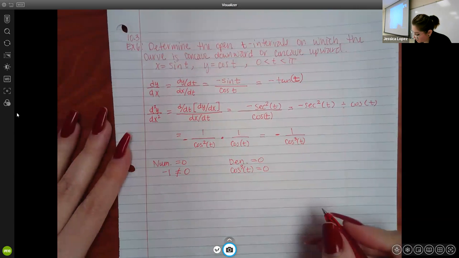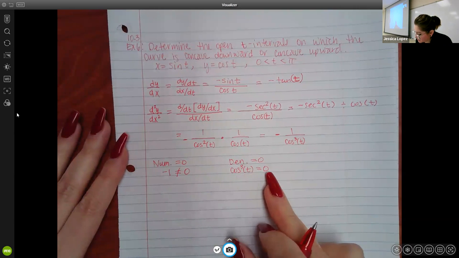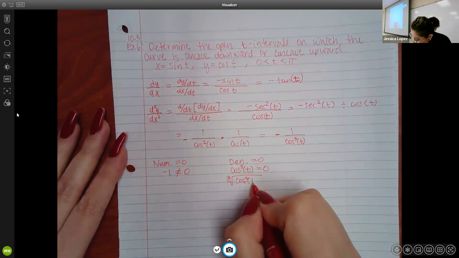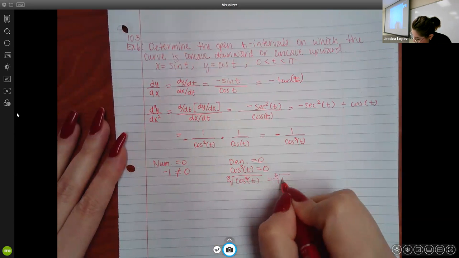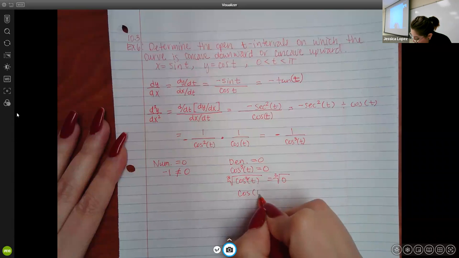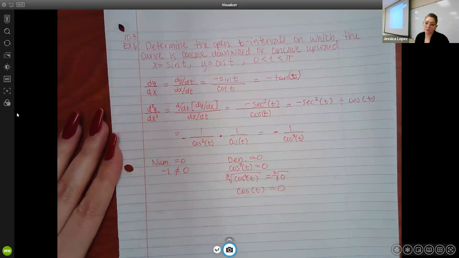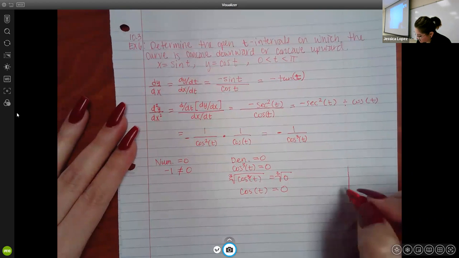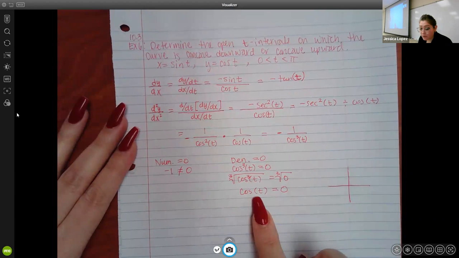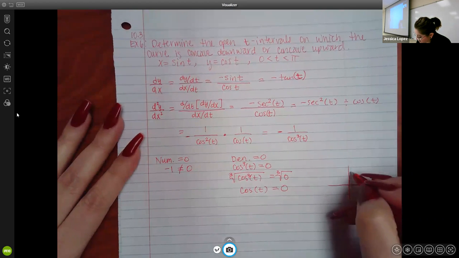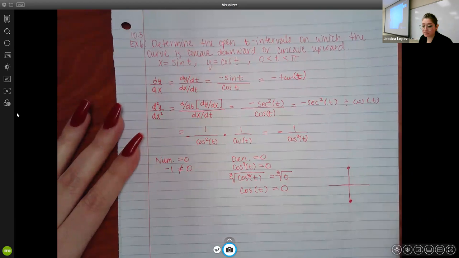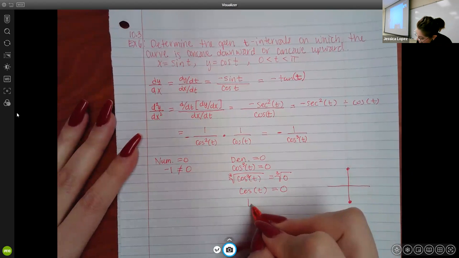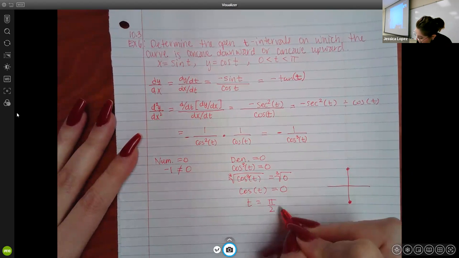So they want to know when cosine cubed is equal to zero. Well, I could take the cube root on both sides, which means I'm just looking for when cosine by itself, and the cube root of zero is still zero. And where does that happen? If I look at my unit circle, it's the x value equal to zero. Well, the x value equals zero here and here on the unit circle, right? And it occurs all the time. So it occurs when t equals pi over 2 plus pi k.